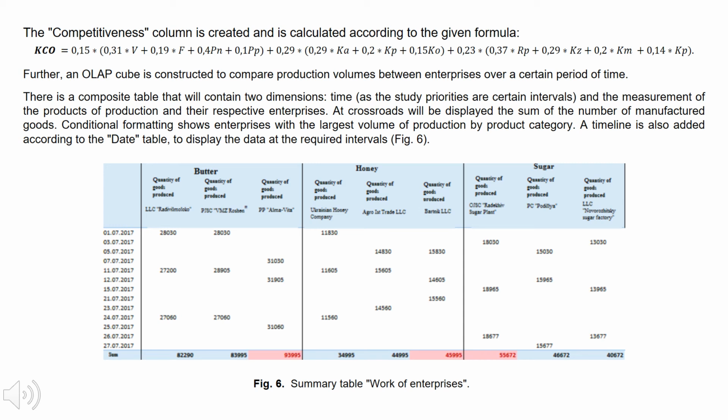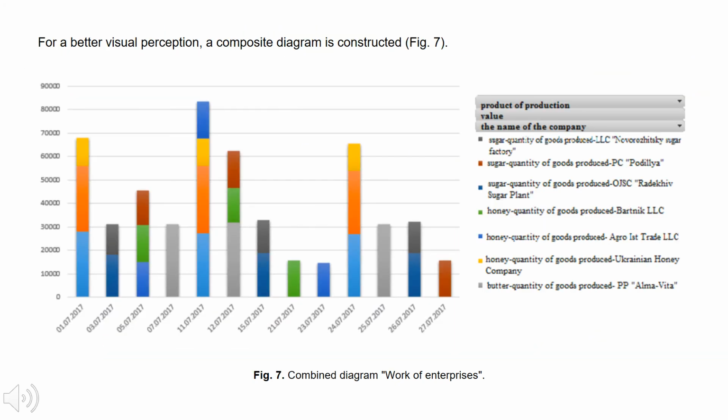Conditional formatting shows enterprises with the largest volume of production by product category. A timeline is also added according to the date table to display the data of the required intervals. Figure 6. Summary table. Work of enterprises. For a better visual perception, a composite diagram is constructed. Figure 7. Combined diagram. Work of enterprises.